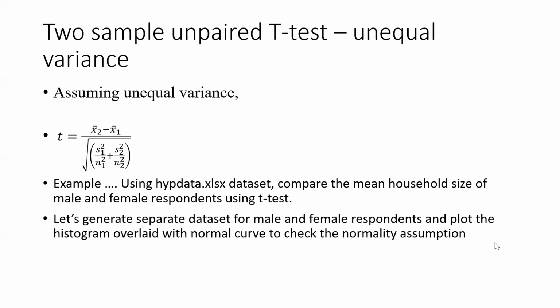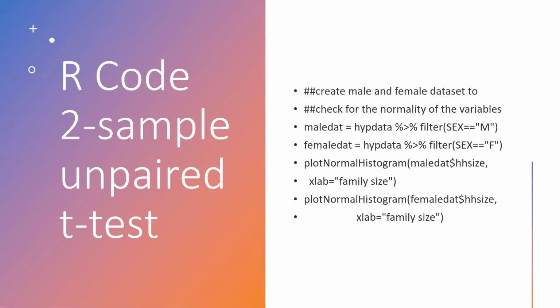So this is what I've tried to do, to create the male and female data set and check for normality. You have your male data. I call it male data. I'm getting it from HIP data. This is our pipe operator. And I filter male from sex. Here I filter female from sex.